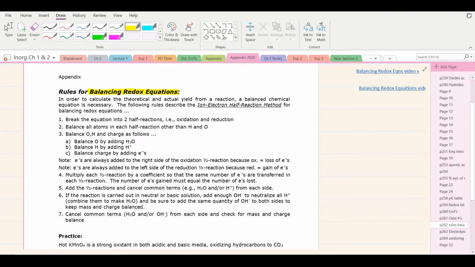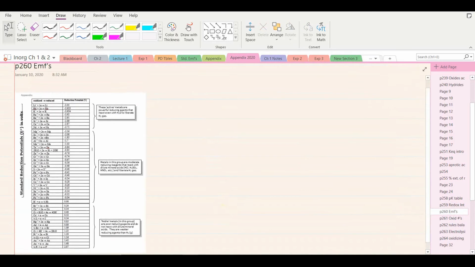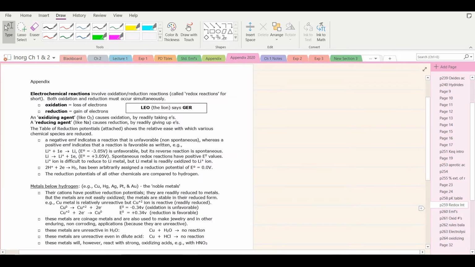There's a set of rules for balancing redox equations on page 263 of the appendix, but I'm not going to read them to you. I'll simply explain them as we go through this. I should mention too that the material we covered in the previous lecture on oxidation numbers is on page 261 in the appendix, and some EMFs, page 260. Some introductory material about oxidizing agents and reducing agents and oxidation and reduction is on page 259. So there's lots of this stuff in the appendix. I'm just jumping ahead with it.